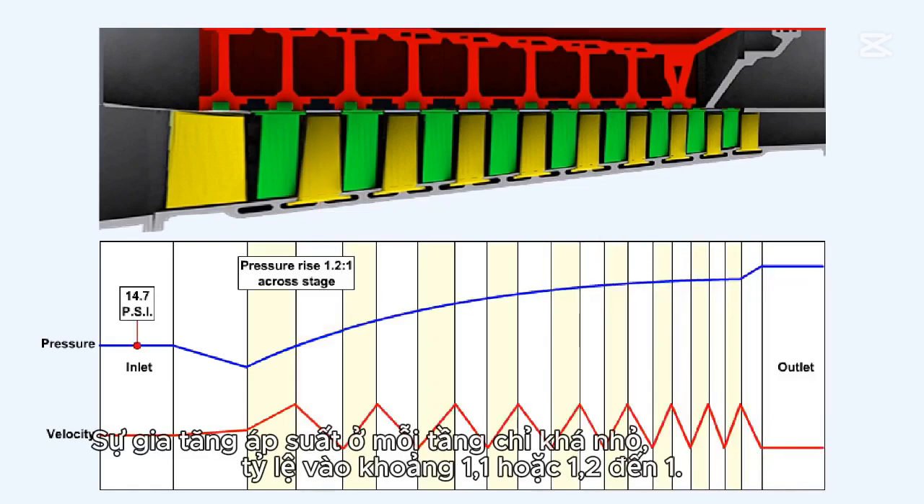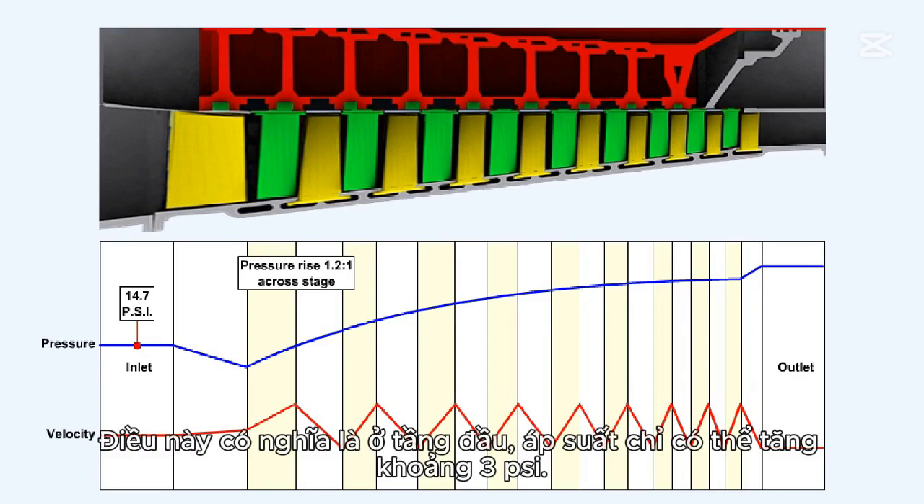The pressure rise across each stage is only quite small, the ratio being about 1.1 or 1.2 to 1. This means that in the first stage, the pressure might only increase by about 3 pounds per square inch.